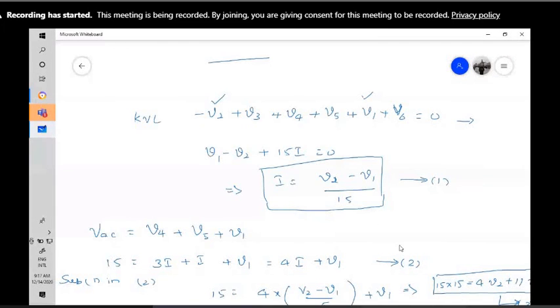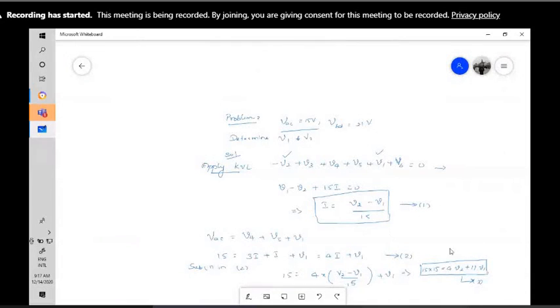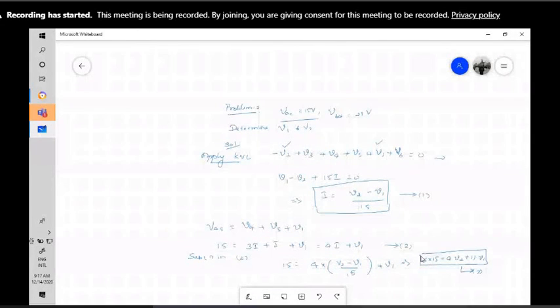I have already written an equation here. If you see here, I have written this equation number 3. So there again it is in terms of V2 and V1. So two equations, two unknowns. Solve these two equations, you will get the value of V1 and V2.